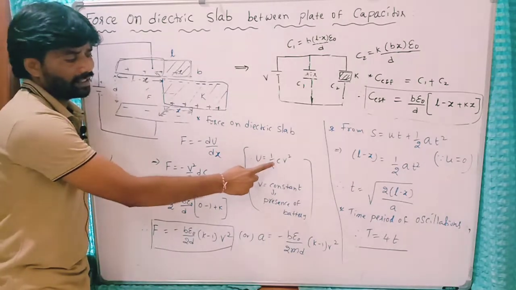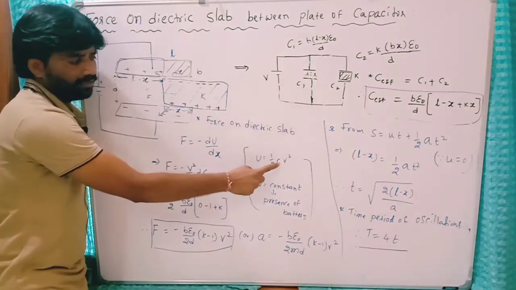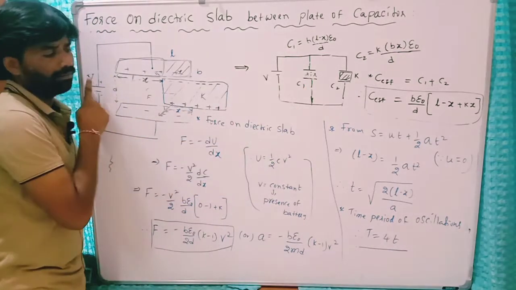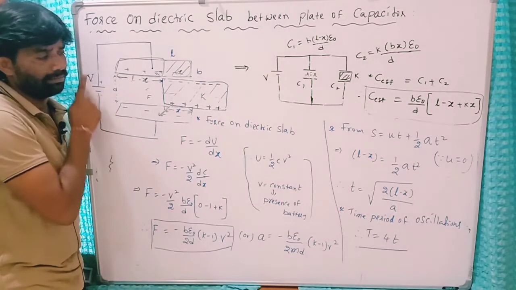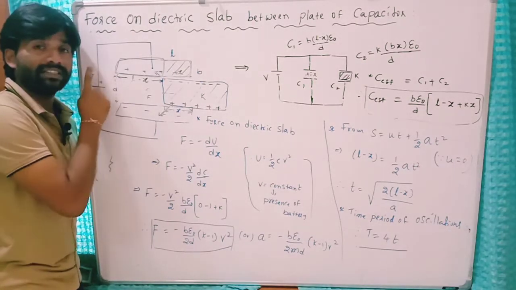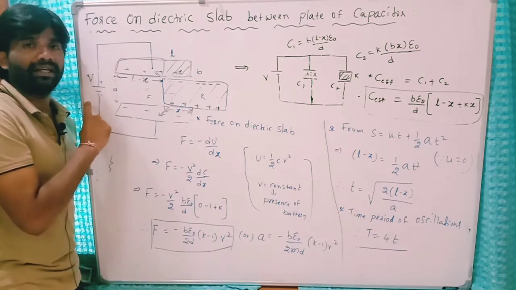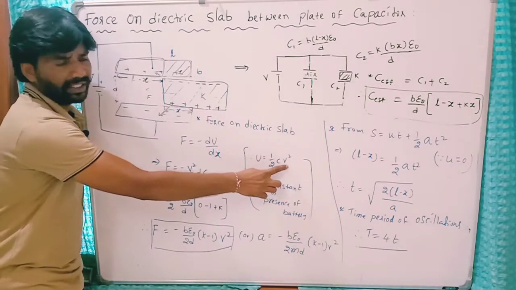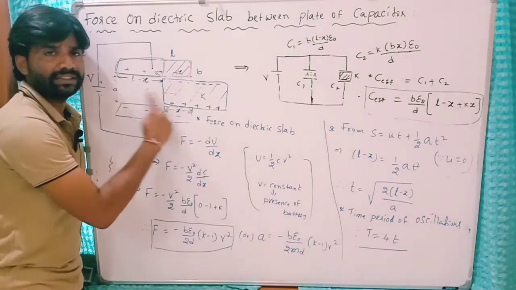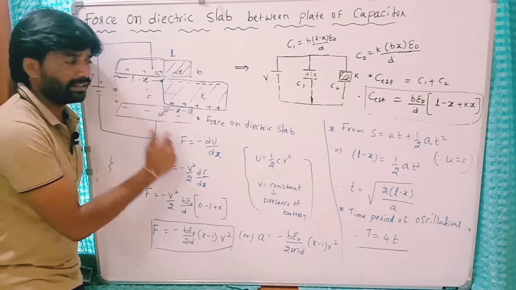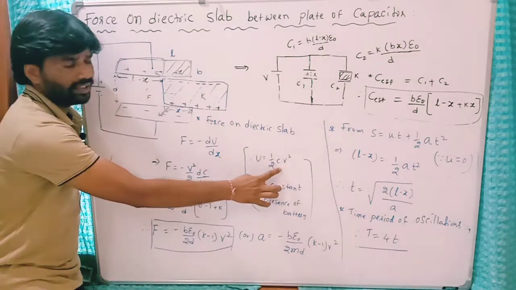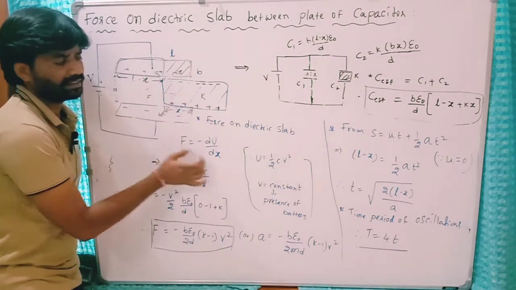You can write that half C V square. We have the equation for C. V is the battery potential, which is always constant because the battery maintains a constant potential difference. So it is not variable during the motion of this dielectric slab into the plates. So it is constant. Only C depends on this X, not V.